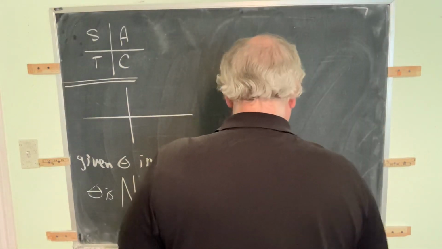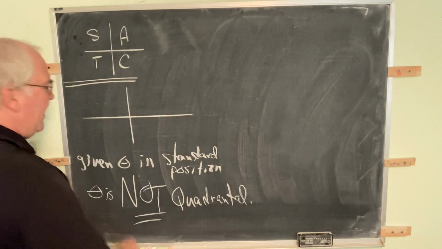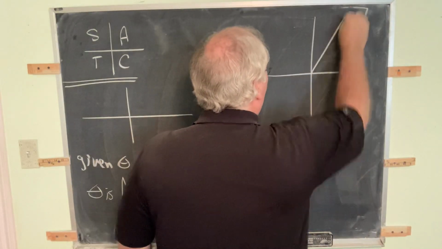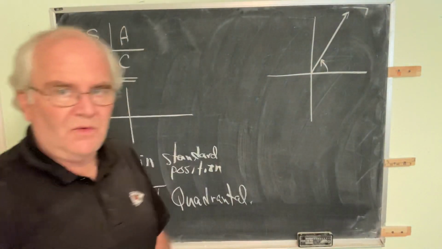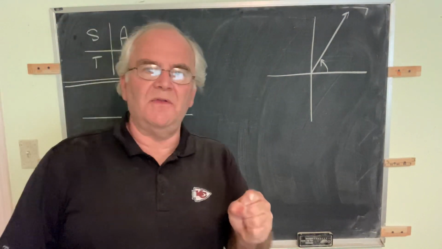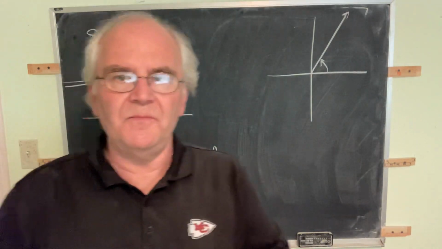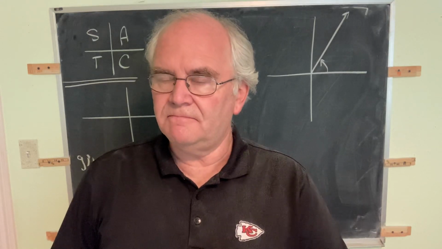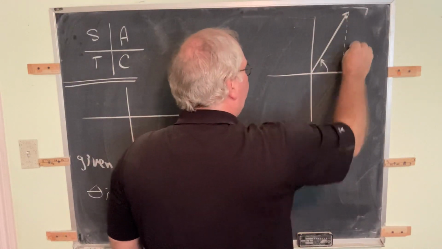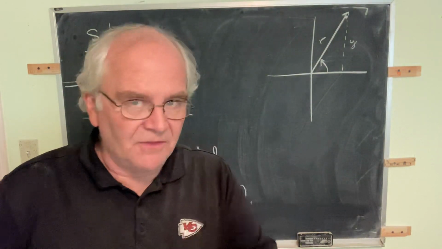All right? So what I want to ask is this. Given our angle in standard position, suppose theta is somewhere in quadrant 1. There's theta. Theta is a quadrant 1 angle. Consider the sine function, sine of theta. We know sine is y over r, right? In quadrant 1, watch what happens. This is the y value. This is the r value.